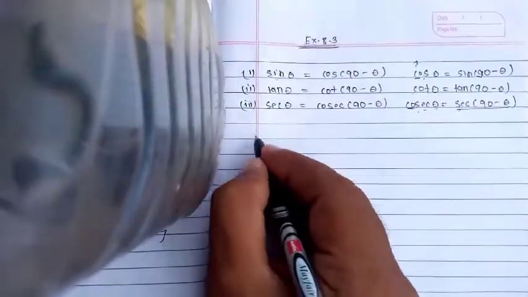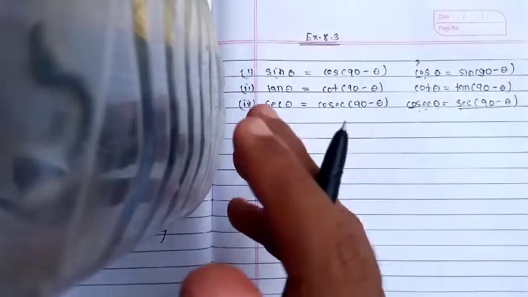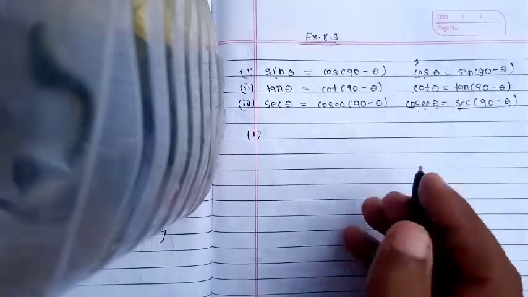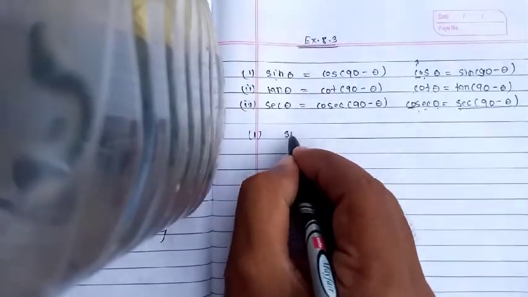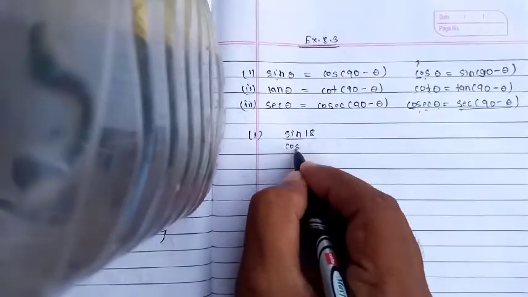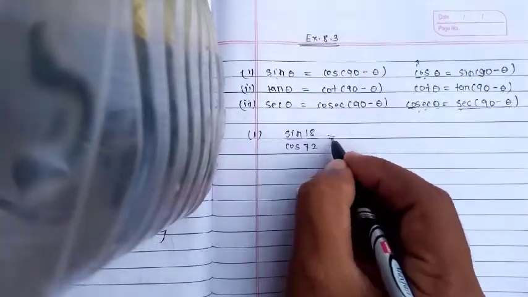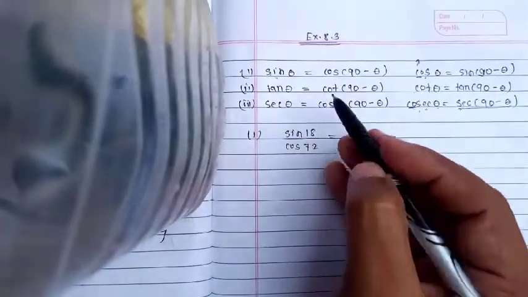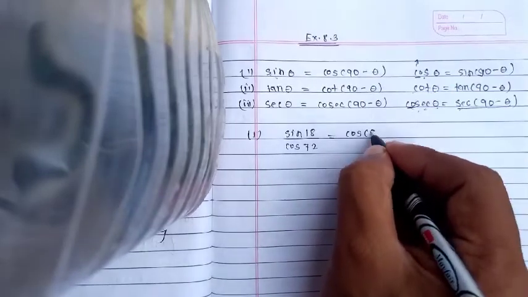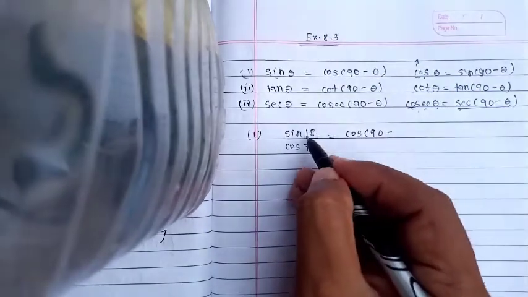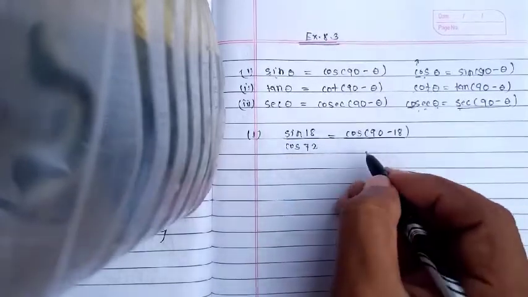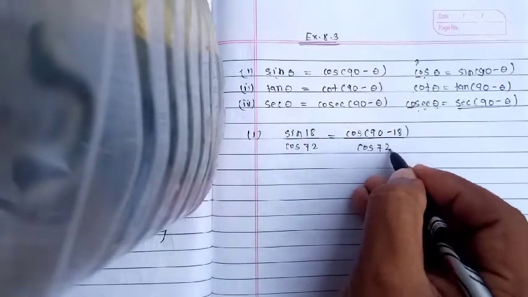Now we will take examples from the exercise. The first one is given as sine 18 upon cos 72. We have to find its value. So I can apply the complementary of sine, that is cos of 90 minus theta, where theta is 18 here, so 90 minus 18, and the denominator I will write as it is. So this is cos 72.